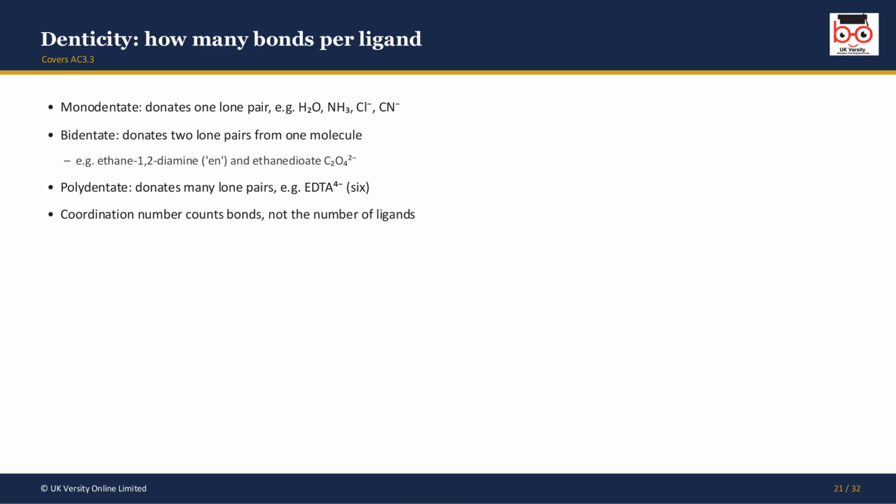A bidentate ligand donates 2 lone pairs from a single molecule, such as ethane-1,2-diamine, often shortened to en, or the ethanedioate ion. And a polydentate ligand donates many lone pairs at once, the star example being EDTA⁴⁻, which can donate 6. Remember that the coordination number counts the bonds, not the number of ligand molecules.